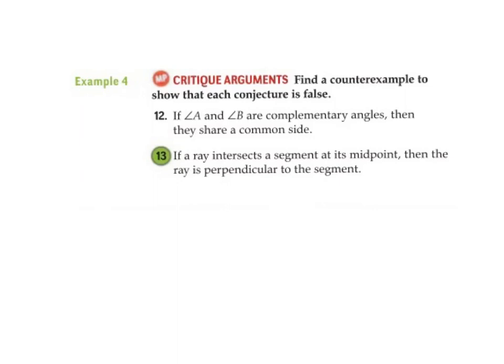All right, so now we're looking at a counter example. So this is question number 12, and question number 12 says, if angle A and angle B are complementary, in other words, two angles added together make 90 degrees, then they share a common side. Well, okay, well, let's think of a right-angled triangle. All right, if we put a 45, 45 in there, then that is two angles that are complementary. But then think about it slightly differently.